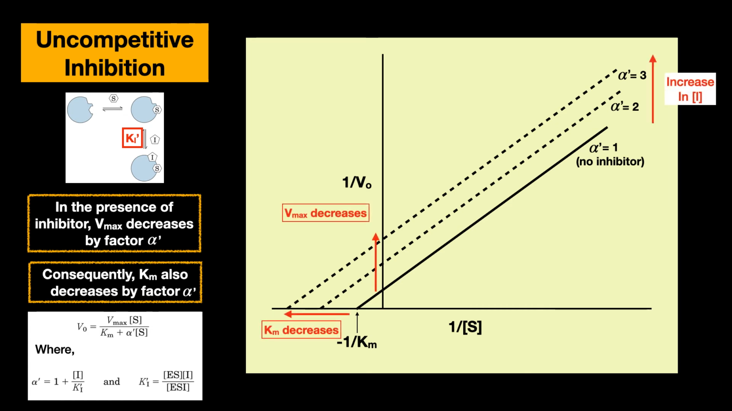Km and Vmax both are decreasing with increase in inhibitor concentration, and this gives us a set of parallel lines. So parallel lines means uncompetitive inhibition, just to remember for the sake of exams. Then we have mixed inhibition, where inhibitor can bind to either free enzyme or to the enzyme substrate complex, and at a different site, of course.